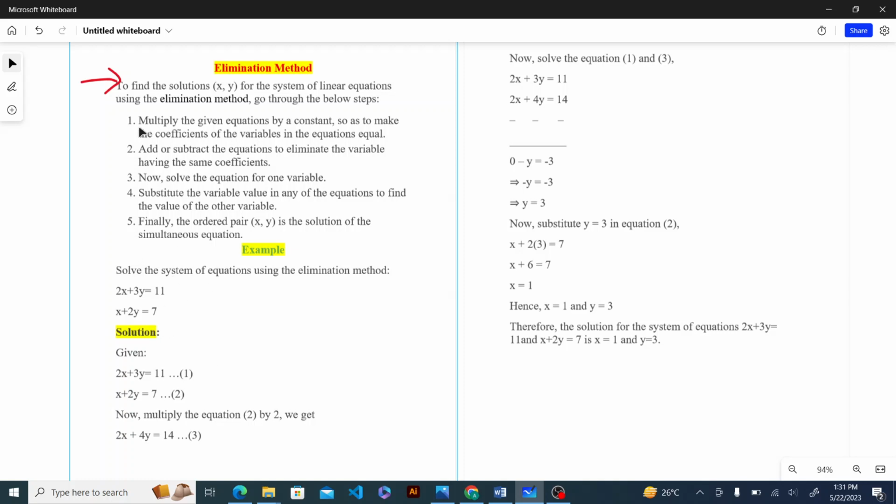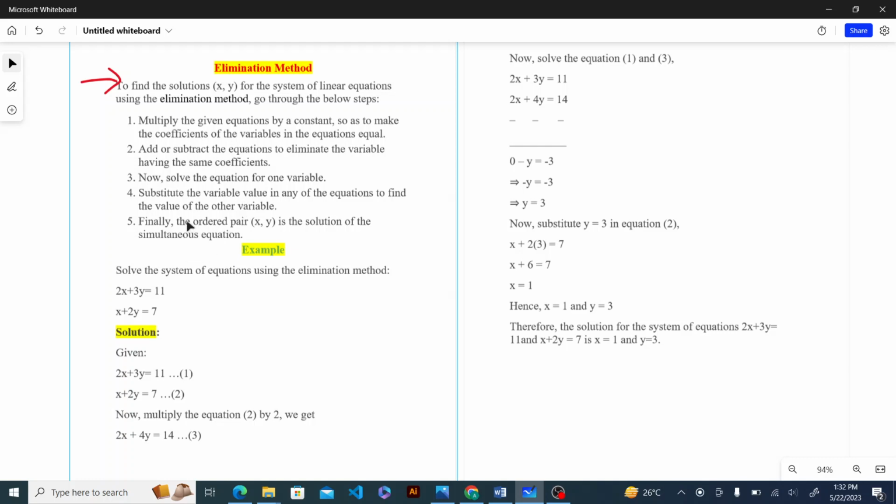The first step is: multiply the given equations by a constant so as to make the coefficients of the variables in the equations equal. Second, add or subtract the equations to eliminate the variables having the same coefficients. Third, now solve the equation for one variable. Fourth, substitute the variable value in any of the equations to find the value of the other variable. Fifth and the last step is, the ordered pair (x, y) is the solution of the simultaneous equations.